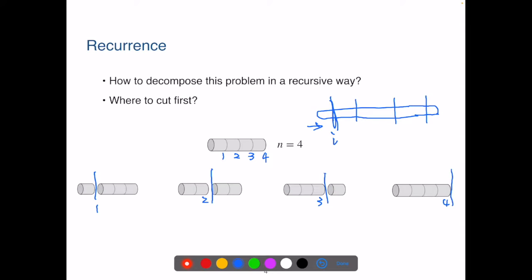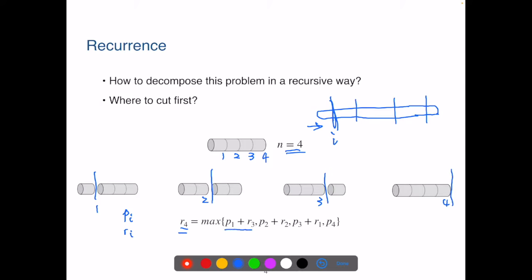The original problem can be decomposed into 4 subproblems for our example here, based on where the first cut is. We use Pi to denote the price of a rod with the length i, and Ri is the max revenue of cutting and selling a rod of total length i. So the original problem R4 now is the max of 4 subproblem solutions.